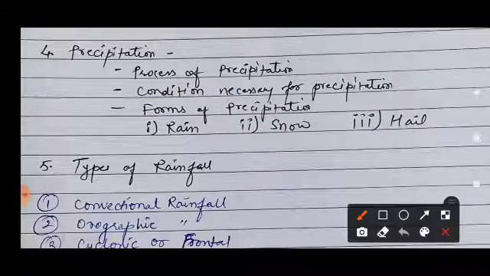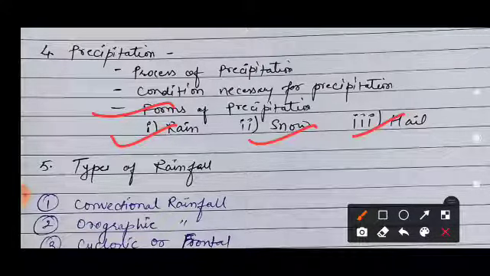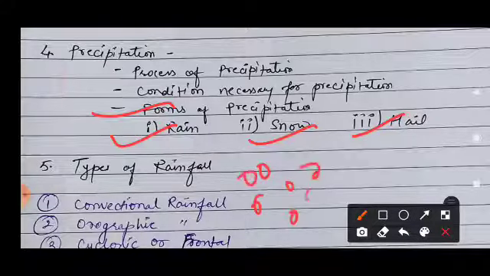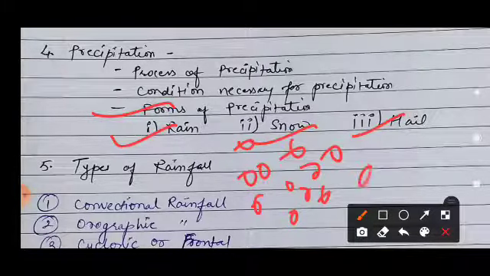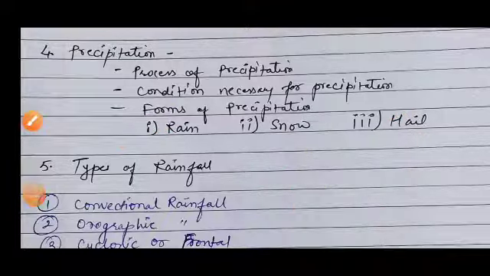Next are the forms of precipitation. We know it comes in the form of rain, snow, or hail. What is the difference? Generally rains are big drops of water coming from the clouds in the sky. But there are also small droplets, which are called drizzle. So there is a difference between rain and drizzle. When the droplets are small, it is a drizzle, but when the drops are large, it is called rain. Okay, the next one is snow.